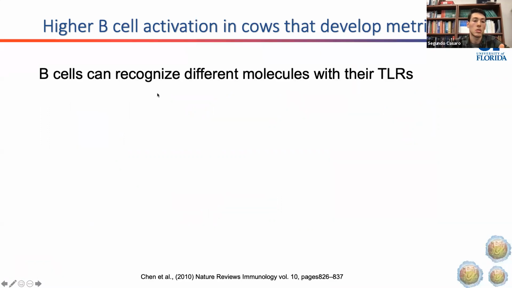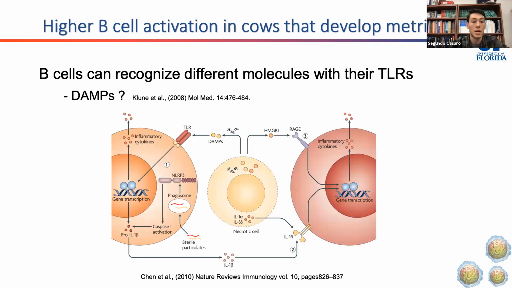So this tells us that B cells can recognize different molecules by their TLRs, and they can shed the L-selectin by doing so. So one thing that we were thinking about is that maybe DAMPs have something to do here. DAMPs are damage-associated molecular patterns. So basically, they are molecules that are released upon cell death. For example, it could be DNA, RNA, proteins, cholesterol, etc.